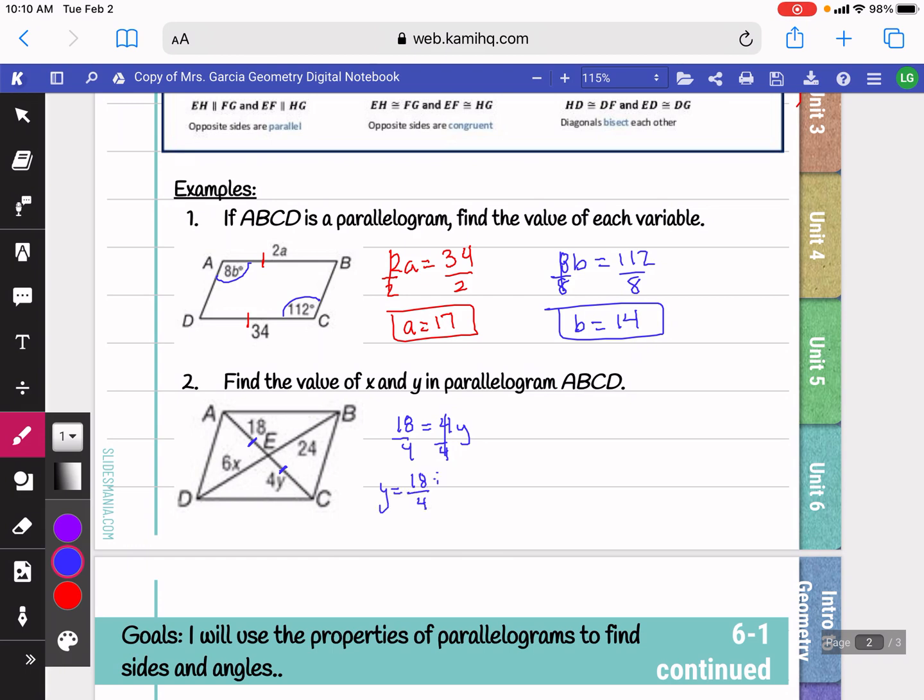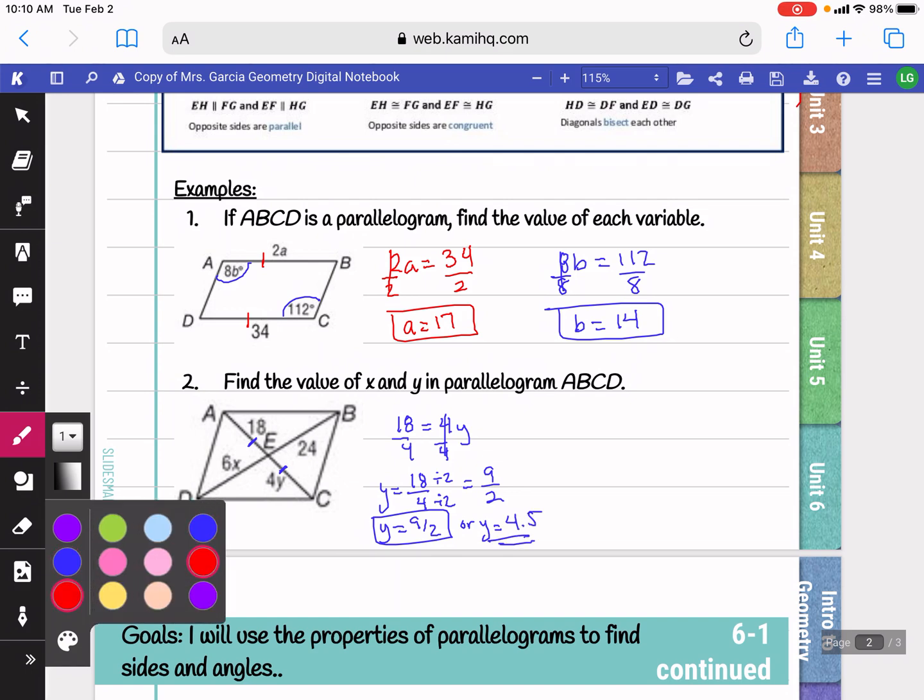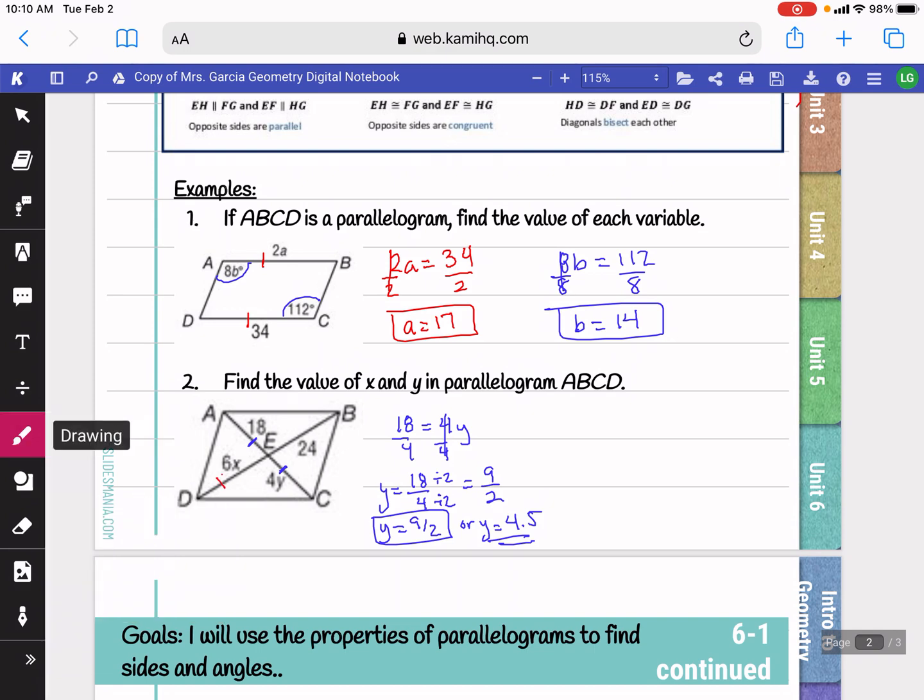We could simplify this if we divide by 2. And we'll get 9 halves. So you could say y is equal to 9 halves. If you want to write it as a decimal, you could also say y is equal to 4.5. Now if I look at my other diagonals, this diagonal here with 6x would be congruent to 24. So 6x equals 24. If I divide that by 6, I get 4 as my answer for x. So we're just using the properties here to help us solve some problems.